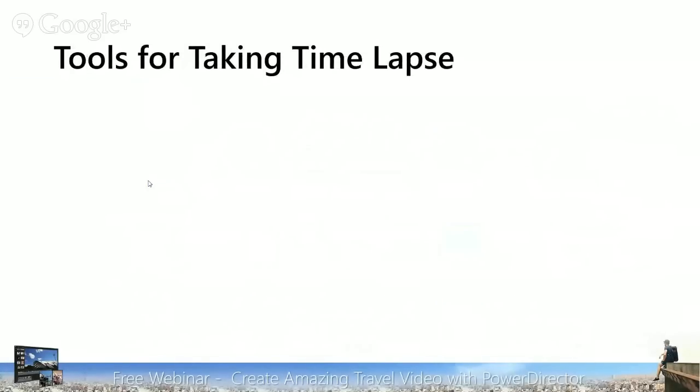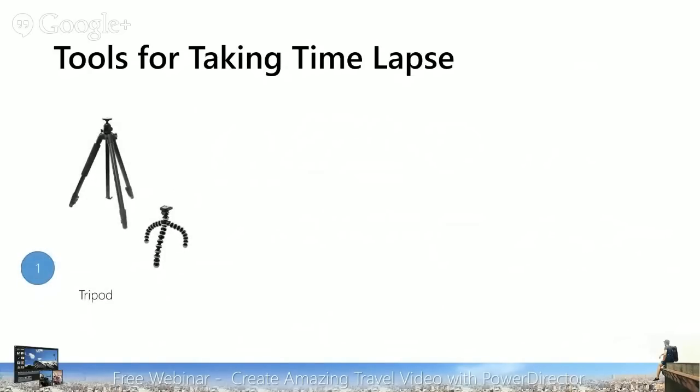Then actually there are many ways to take time-lapse. So we'll walk you through what tools are needed for taking time-lapse. The most important thing, the first, is you need to have a tripod. So that with a tripod, whether you're using a DSLR or camera or even your phone, you can always get the stable image, the stable photos being recorded.